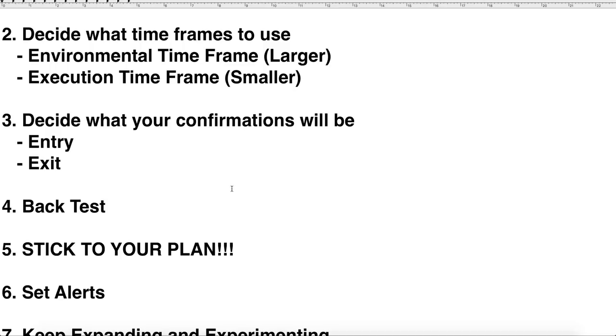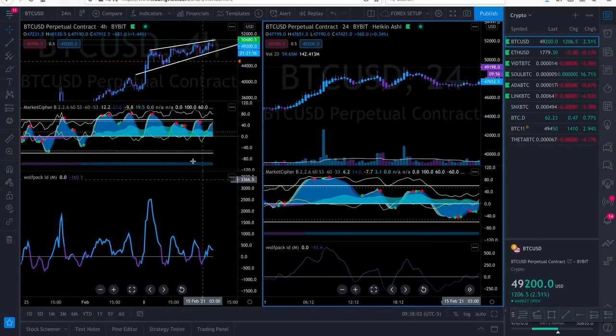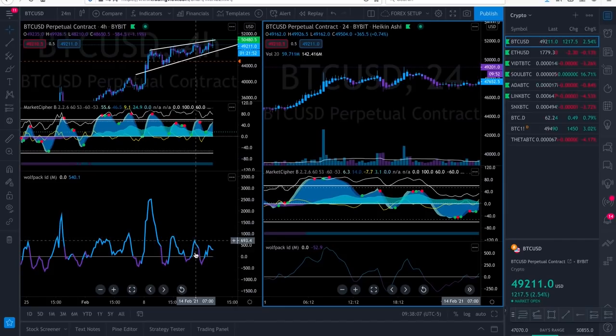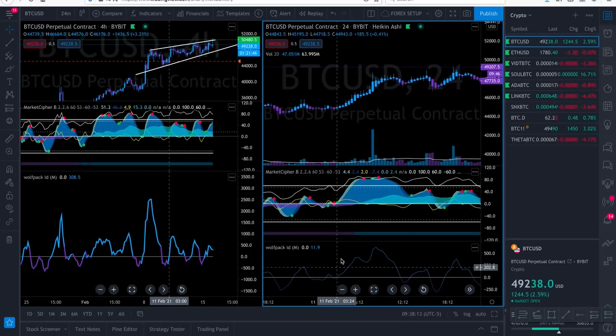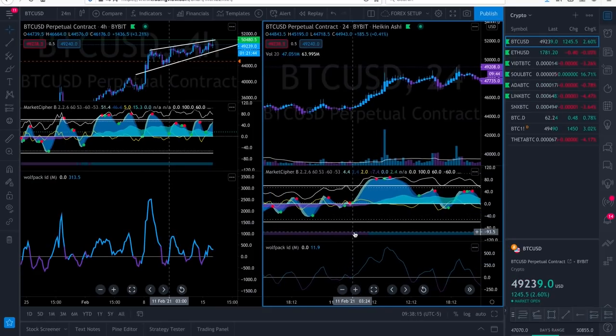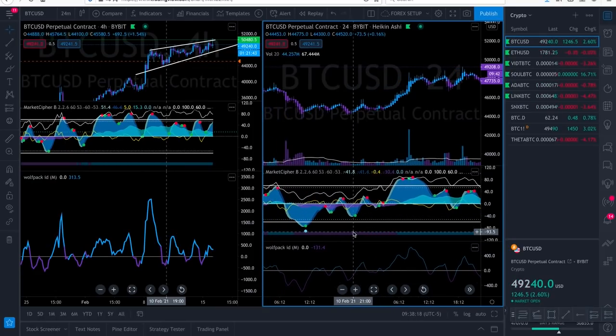Now, the next thing you need to do is decide what your confirmations will be. Now for me, I already went over this. I have 4 confirmations: a trigger wave on the 4-hour, a Wolfpack crossover on the 4-hour, and then a trigger wave on the 24-minute, a Wolfpack crossover on the 24-minute, and there's one more confirmation I have actually that I didn't talk about, and that's a clear direction of the money flow index.